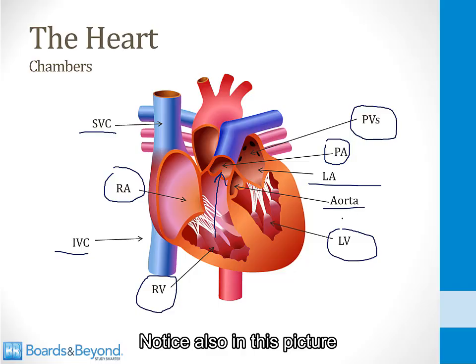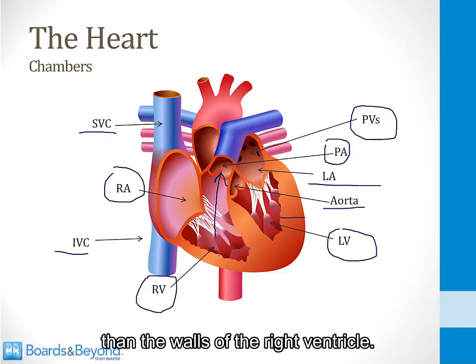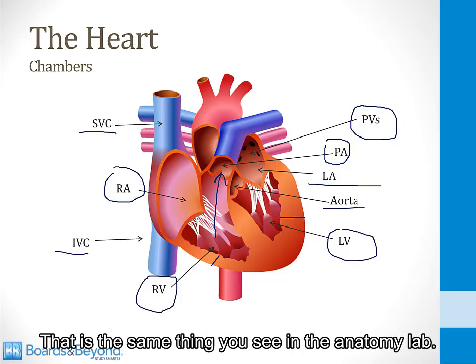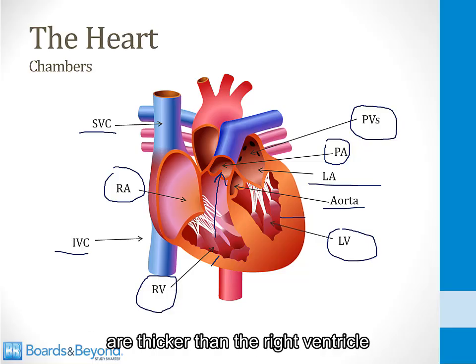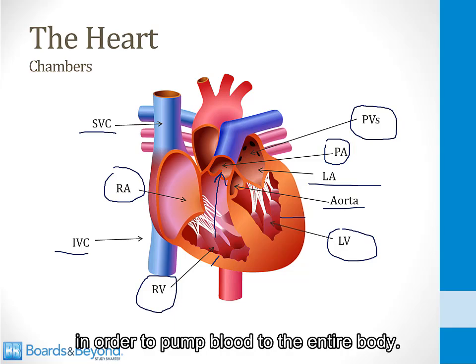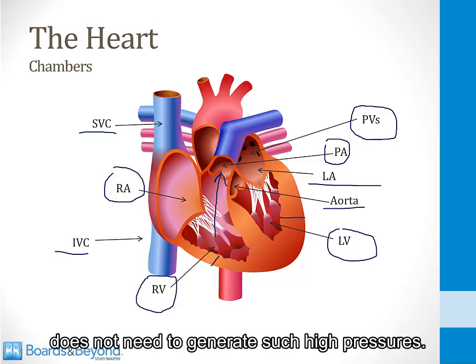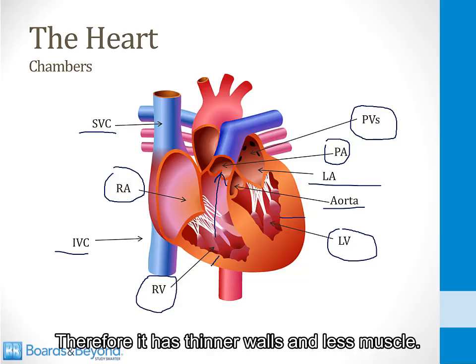Notice also in this picture that the walls of the left ventricle are drawn thicker than the walls of the right ventricle. That is the same thing you see in the anatomy lab. The reason the walls of the left ventricle are thicker is because the left ventricle has to generate much higher pressures in order to pump blood to the entire body. The right ventricle does not need to generate such high pressures, therefore it has thinner walls and less muscle.